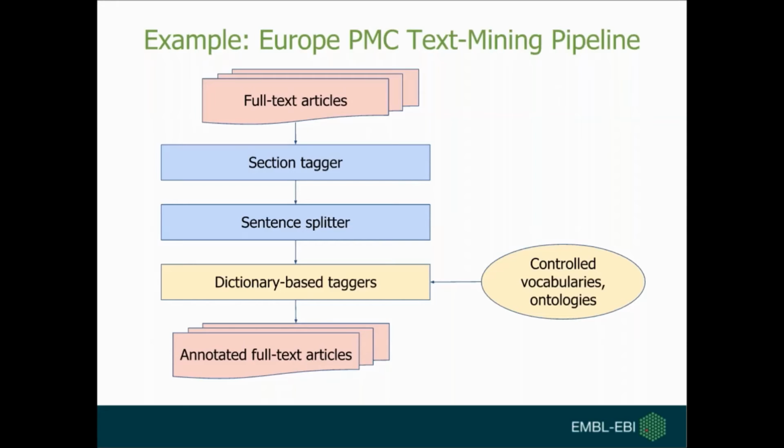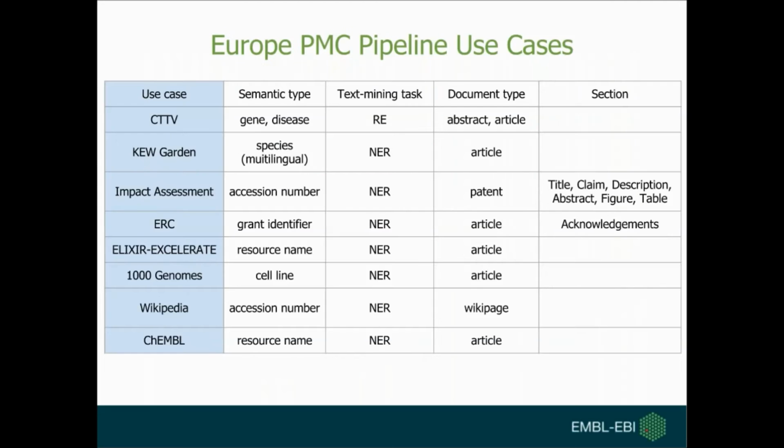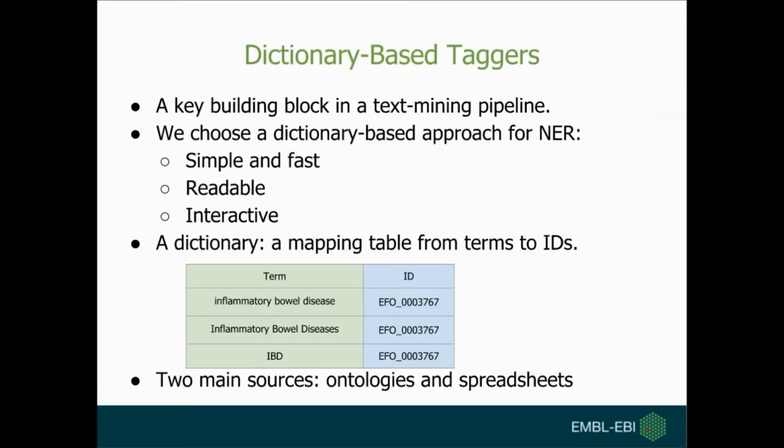This is the key part for named entity recognition. After dictionary-based taggers are applied, you will have automatically annotated full-text articles. Our Europe PMC central text mining pipeline has also been used for several use cases, mainly for mining named entities and accession numbers. The pipeline has also been adapted for the CTTV project in order to extract relations.